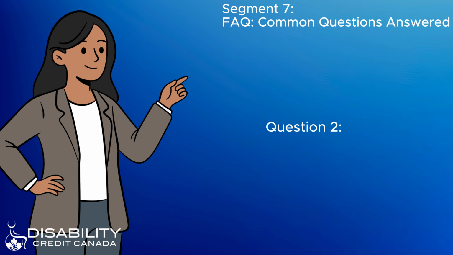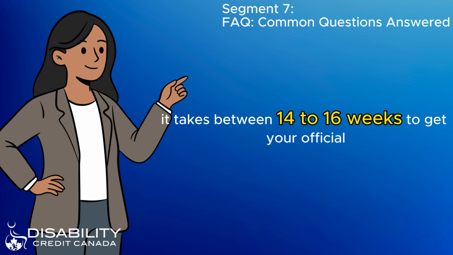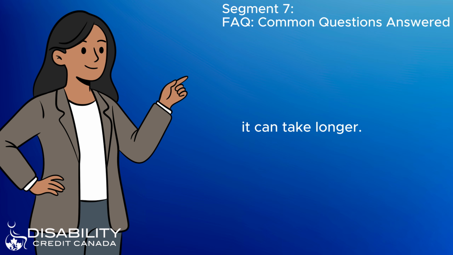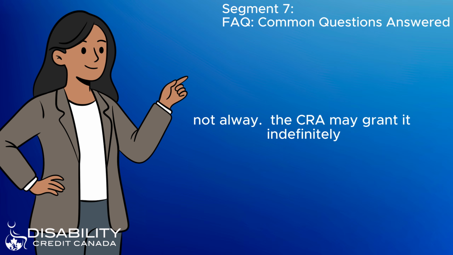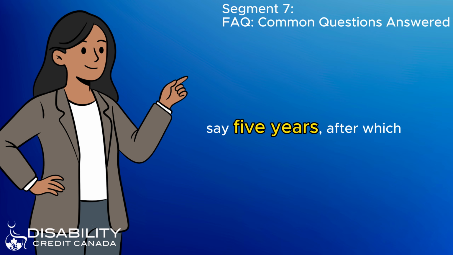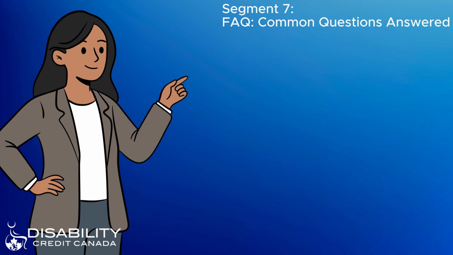Question 2. How long does CRA approval take? On average, once the CRA receives your form, it takes between 14 to 16 weeks to get your official notice of determination. If they require clarification from your doctor, it can take longer. Question 3. Does an approval last forever? Not always. The CRA may grant it indefinitely, or they may approve you for a fixed period, say 5 years, after which you will be asked to reapply to prove the restriction is still present.